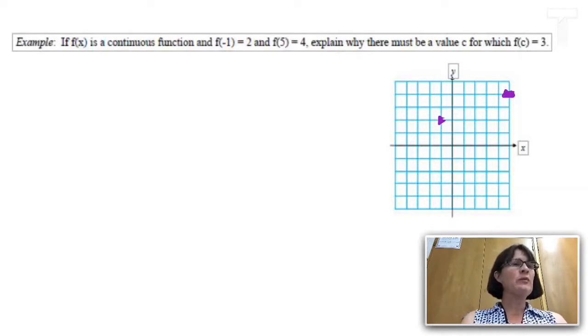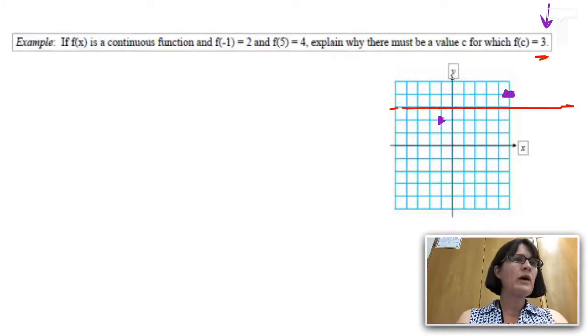So I've been asked to explain why there must be a value c for which f of c equals 3. Notice the number they've asked me to care about is 3, and f of c is going to be the input, that's like the x, 3 is the output, that's like the y. So I've been given a y value to care about. And, check it out, the y value I care about is 3. If I come through here and I draw in a horizontal line at y equals 3, here's what they're asking me.